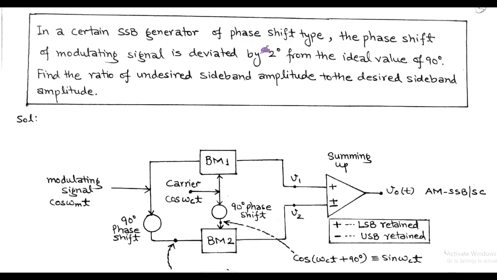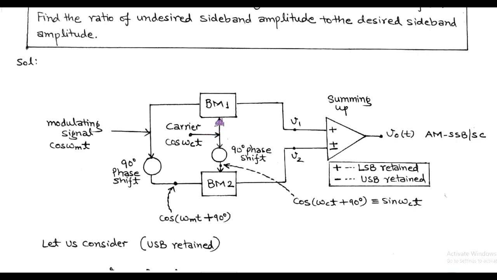We know that in a phase shift SSB generator, we have two balance modulators. Balance modulator 1 has input signals of modulating signal cos omega mt and carrier signal cos omega ct. Here, for our convenience, we take the amplitude equal to 1. And for balance modulator 2, we take input signals after passing through a 90 degree phase shift.